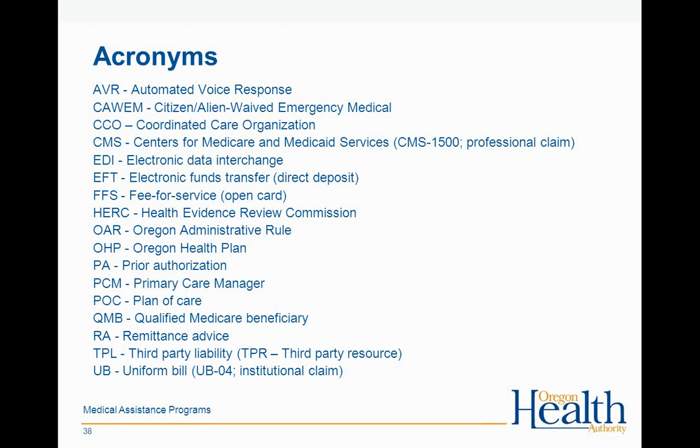So these we talked about. I may not have said POC, but that's a plan of care. And QMB, that's qualified Medicare beneficiary, that person whose Medicare out-of-pocket costs we're helping with. UB is uniform bill. Our institutional providers, or all institutional providers, use a UB04 if they're doing paper claims. People might just say these when you're talking to them, so I do want to make sure that you have a little list of them there.